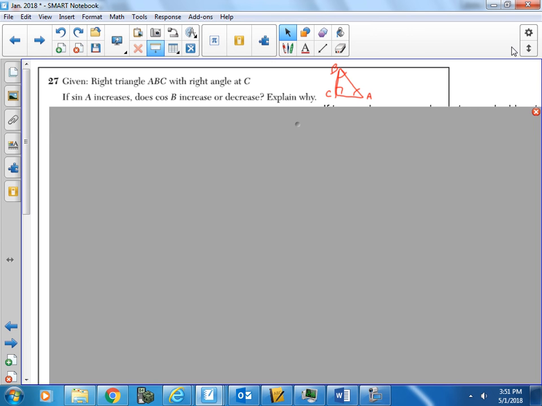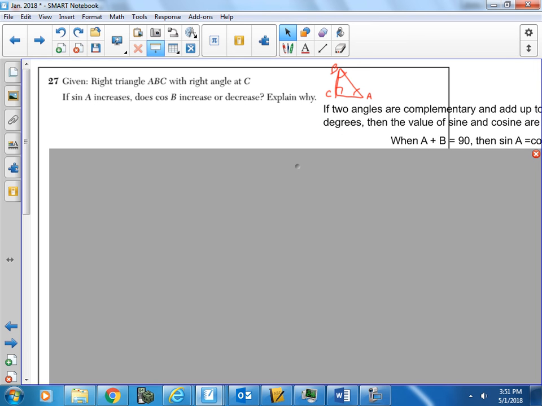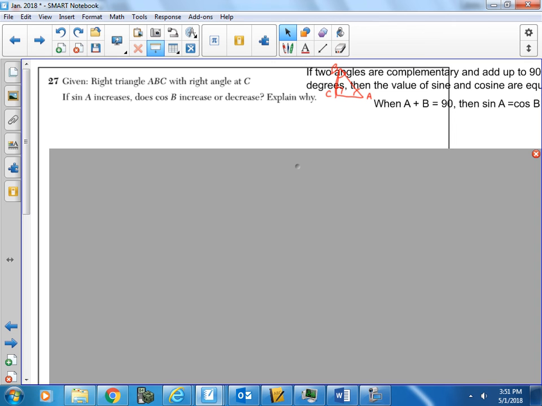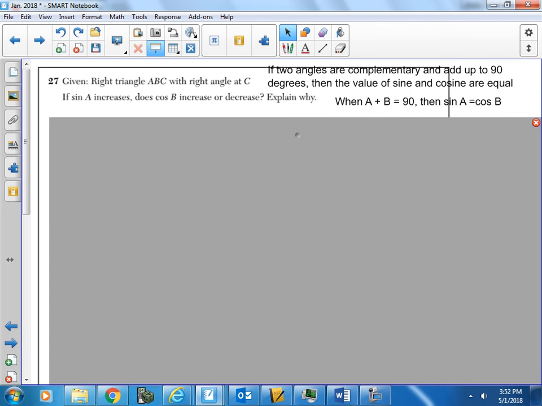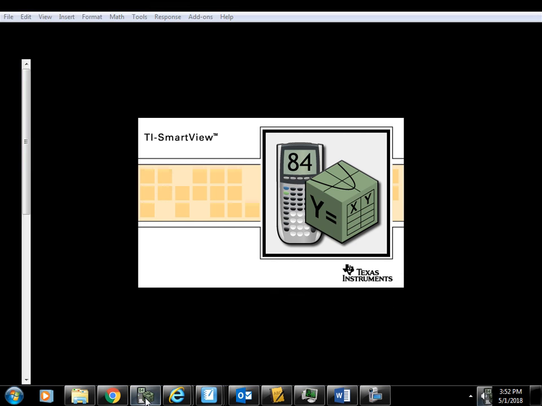All right, let's write this first note down. Okay, so here's the first note. This isn't the answer to our question, but it is a note there. So if 2 angles are complementary and add up to 90 degrees, then the value of sine and cosine are equal. So in other words, when A plus B equals 90, so when the angles equal 90, then the sine of A is equal to the cosine of B. Okay? And I'm going to get out the calculator just to make it a little clearer.